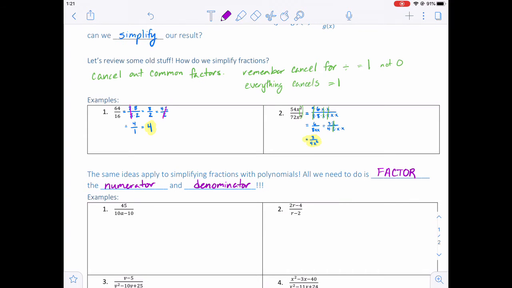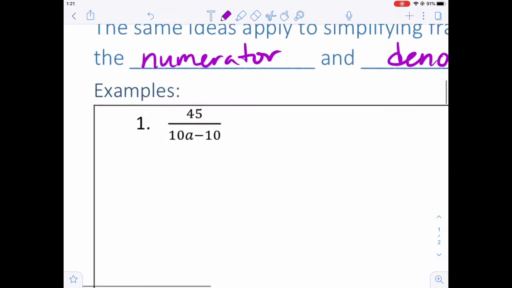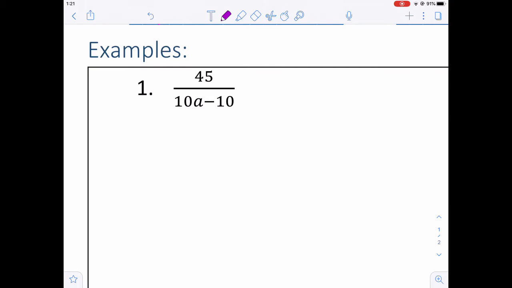So let's try it. In our first one, our numerator is just a number, so we can factor that. 45 is 5 times 9. On the bottom we have a binomial, so this is just going to be a GCF problem. They have 10 in common. So if we pull a 10 out, we get a minus 1. Remember, we're dividing by 10. And when we divide, cancel means 1 and not 0.